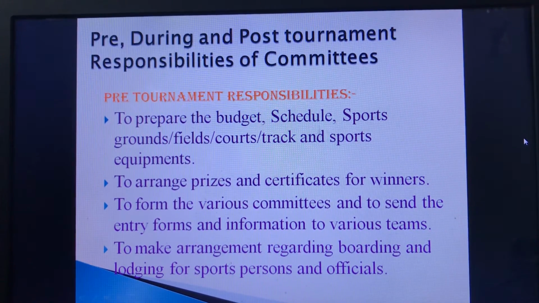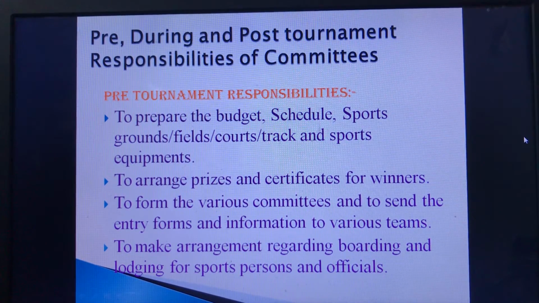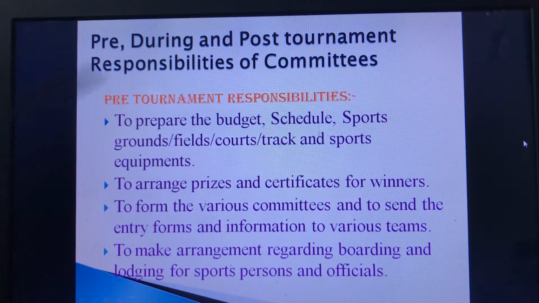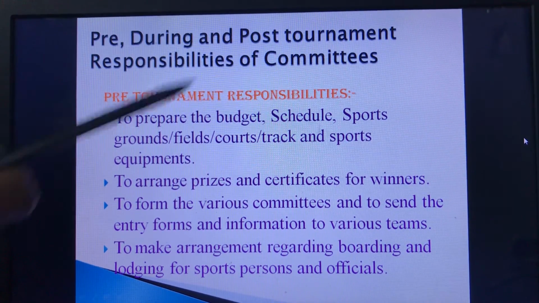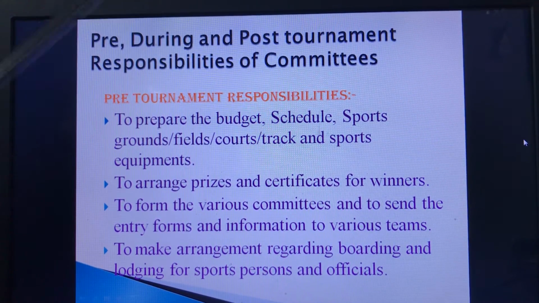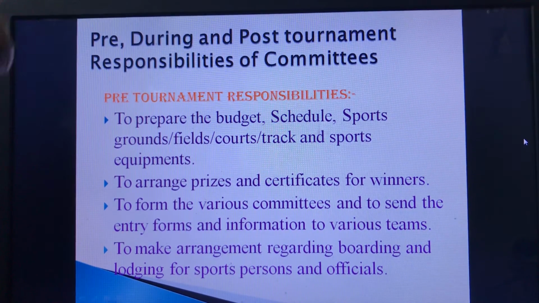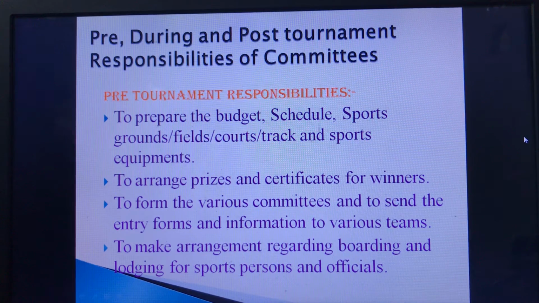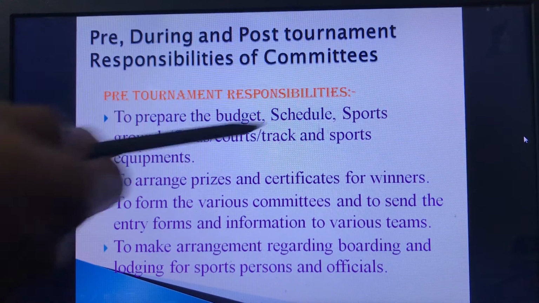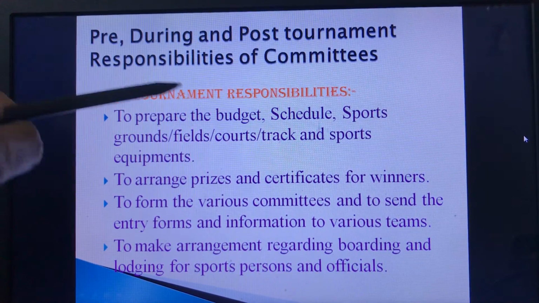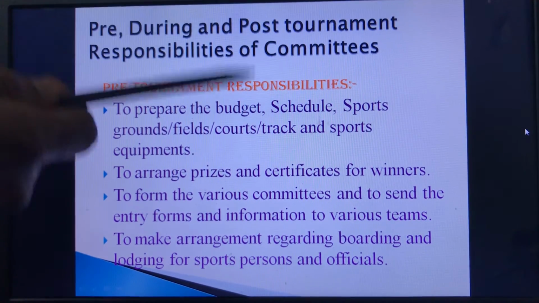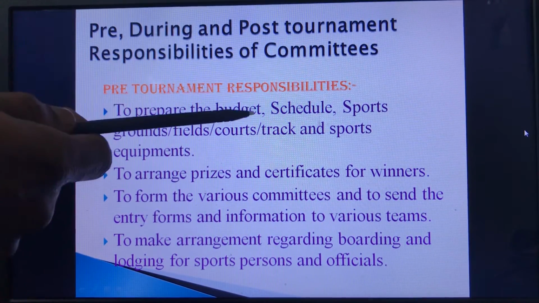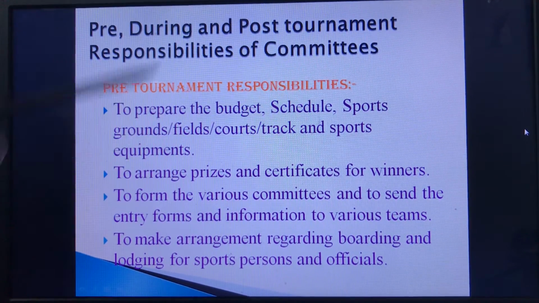And the fields: if you want to conduct football or hockey, you need a very good field for it. And the court, badminton court, tennis court, coco court, or kabaddi court, we have to arrange. And the track for running events. So all this work should be done first. According to what kind of sports you are going to conduct, you have to arrange a budget and schedule, and you have to book the ground or stadium.